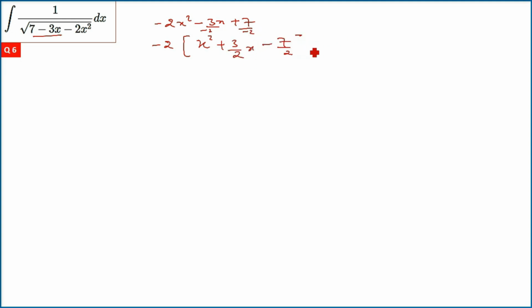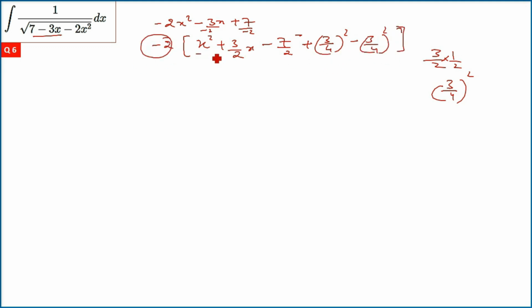Now what we'll do, we'll add and subtract in order to make it a perfect square. So 3 by 2 divided by 2 will form 3 by 4. Just square it and add and subtract. This 3 by 4 whole square has to be added and subtracted. Minus 2 we'll deal with later. So a square plus b square, that is x square plus 3 by 4 whole square plus 3 by 2x, will be x plus 3 by 4 whole square.